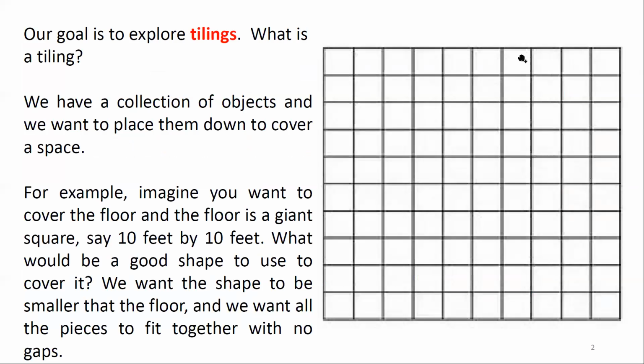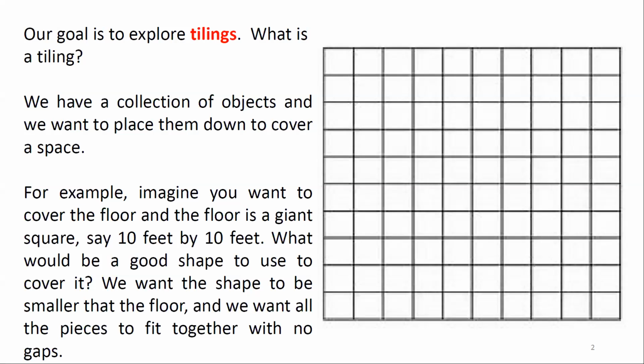Okay, so our goal is to explore tiling. So what is a tiling? We have a collection of objects and we want to cover space. So for example, imagine we have a really large carpet, a 10 by 10 grid, say, and we want to use shapes to cover it. Any thoughts as to what would be a good shape to use to cover this grid? Squares. Square, yeah.